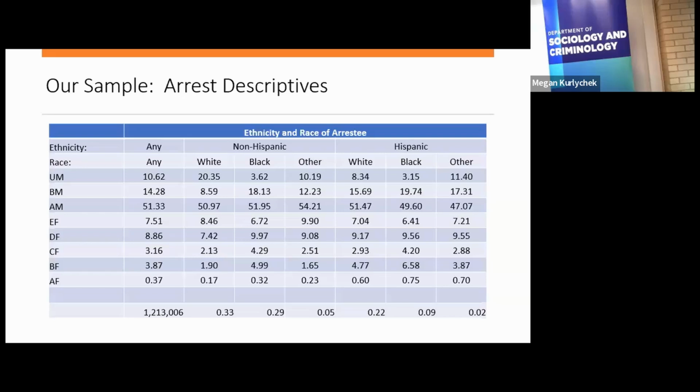So this is going to be important to remember as I go through the different tables, that this is how we're looking at who's getting dismissed, who's getting a plea bargain, how is it moving across categories. Any questions on the sample?